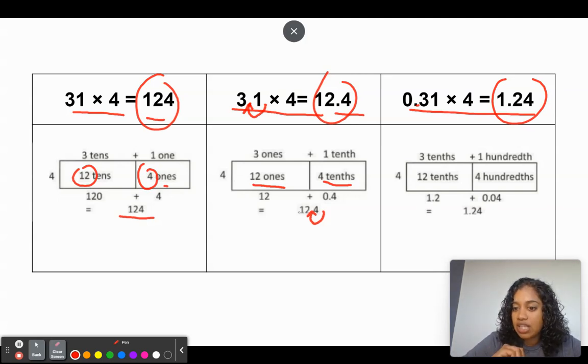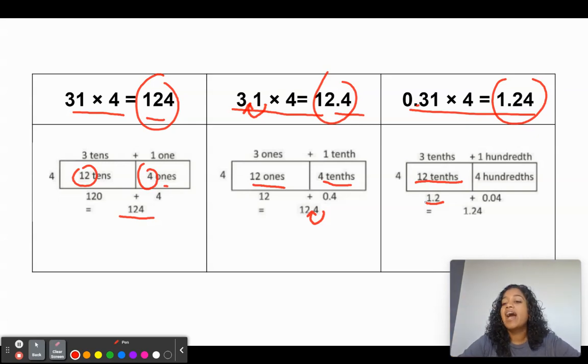Now let's go ahead and look at our last problem. I don't have any ones in this situation, so I had to actually move my 3 ones over to my tenths. And now I have 12 tenths instead of 12 ones. So I would write 12 tenths as 1.2 in standard form. Now I will have 4 hundredths, right? So I had to move my 4 tenths over to my hundredths place. So my product, my answer, is 1.24.